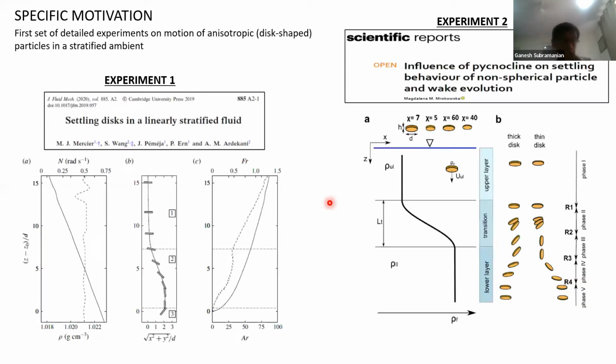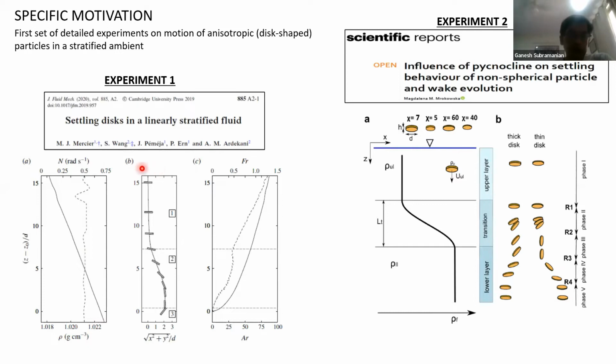But there is a more specific motivation for this talk, and that is anisotropic particles. So the specific motivation is a pair of experiments, quite recent, less than 2 years old. On the left-hand side are experiments with disks settling in a linearly stratified fluid. These are among the first to systematically explore the motion of anisotropic particles in a stratified ambient. As I said, Matthew Mercier had his experiments in a linearly stratified fluid. That linear stratification is indicated by this figure on the left, where the solid line indicates the linearly varying density gradient. And that leads to a constant buoyancy frequency here.